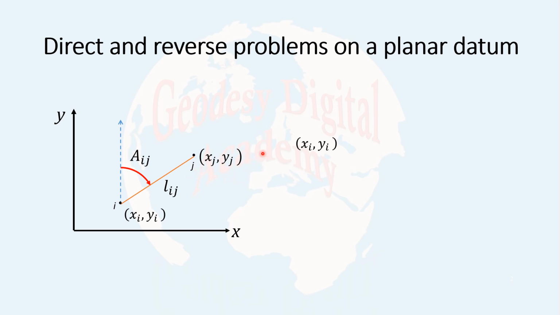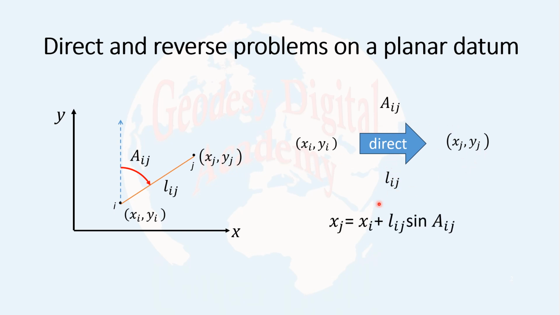So this means that from the known coordinates xi and yi, I go directly to determine the coordinates of the point j using the distance and azimuth between them. Mathematically, I can write xj, or the x coordinate of the second point, the unknown point, equals the x coordinate of the first point plus L, the horizontal distance between the points, and sine of the azimuth.